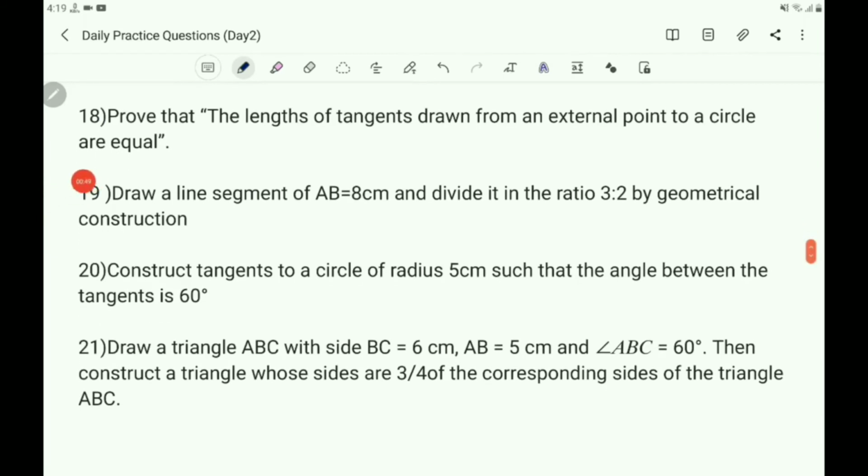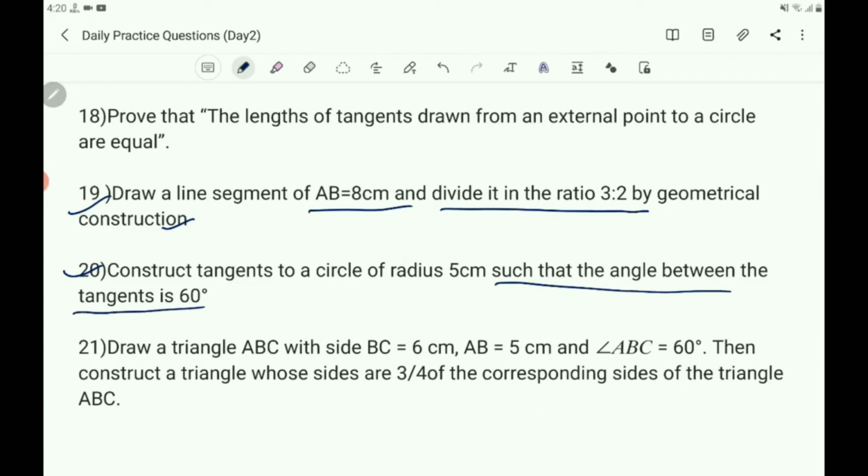Next question, question number 19. Draw a line segment AB of 8 cm and divide it in the ratio 3:2 by geometrical construction. And next question number 20. Construct tangents to a circle of radius 5 cm such that the angle between the tangents is 60 degrees. And question number 21. Draw a triangle ABC with side BC equals 6 cm, AB equals 5 cm, angle ABC equals 60 degrees. Then construct a triangle whose sides are 3 by 4 of the corresponding sides of the triangle.